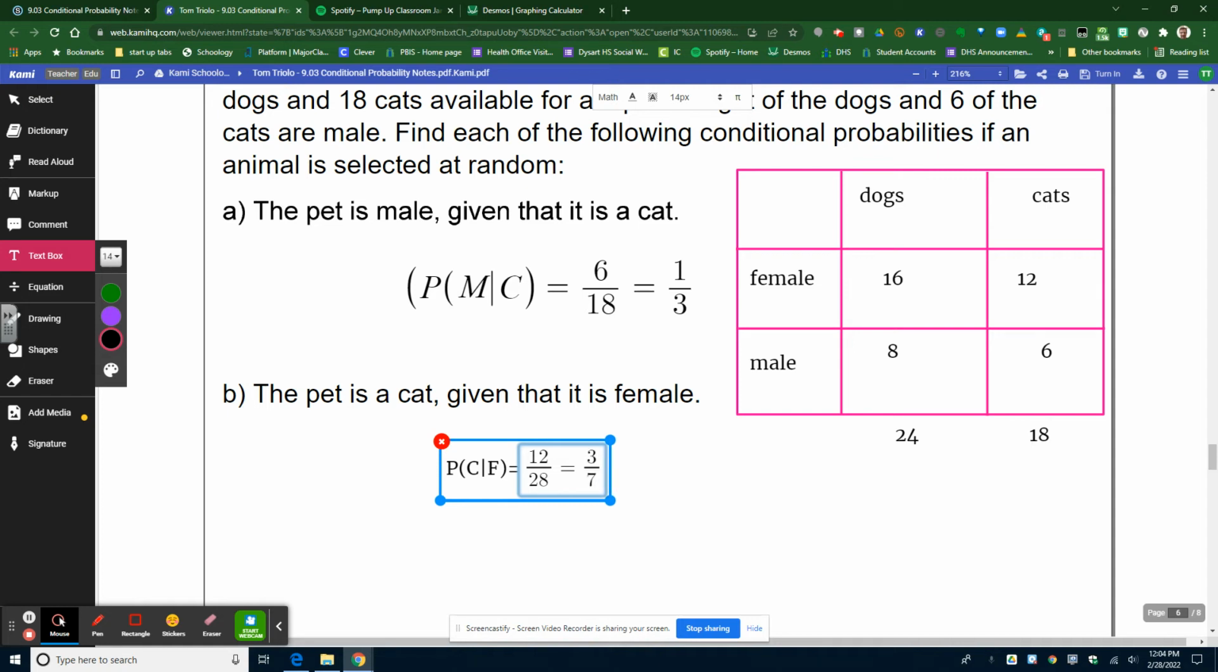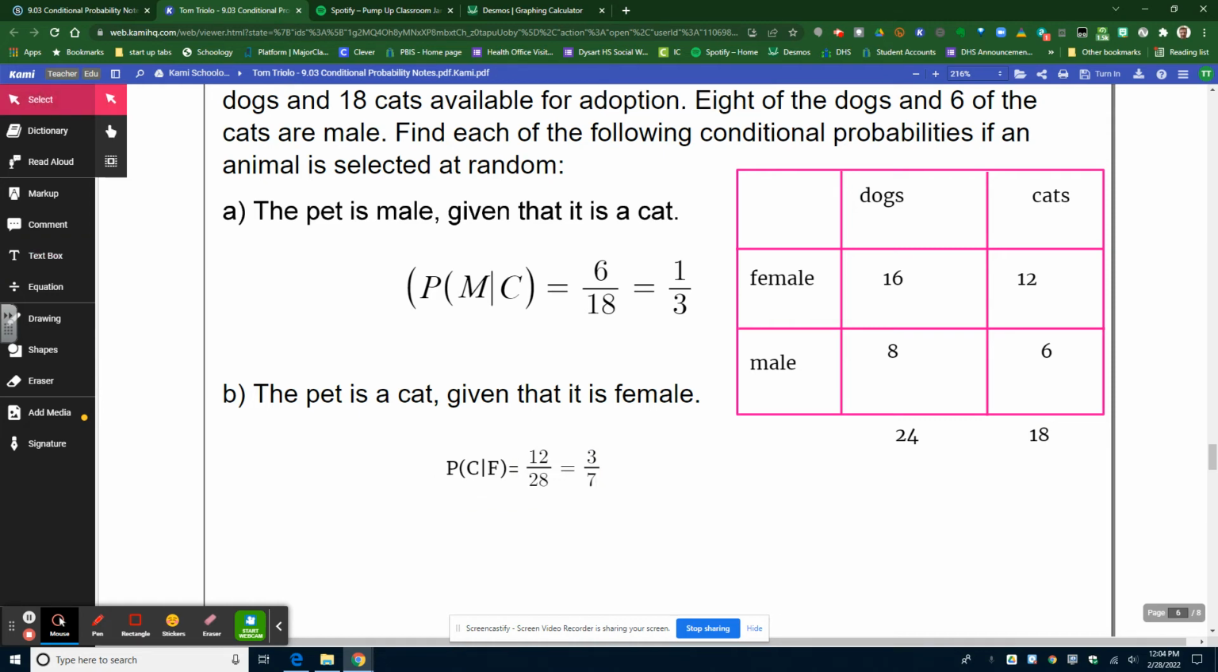Questions? Okay. I don't have to see a chart, but I highly recommend it. This first one you probably could have got away without using a chart, but the second one probably not. Okay, questions?